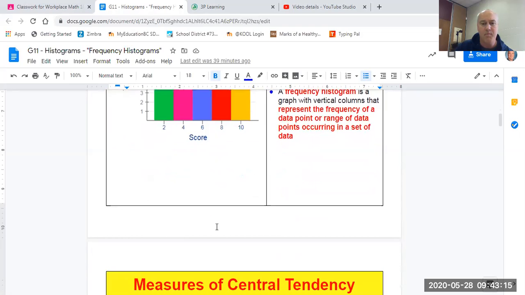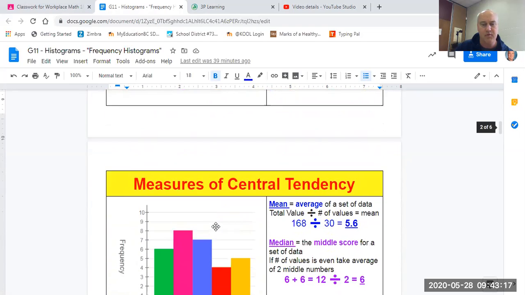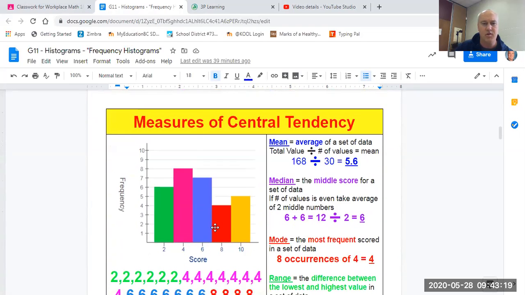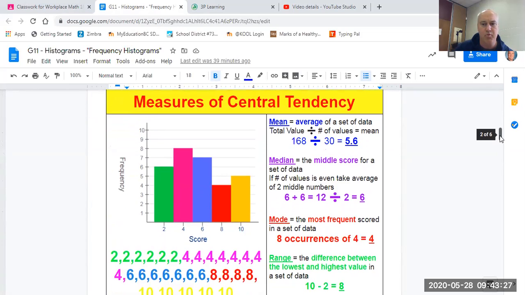We have been discussing histograms for two lessons, and I just wanted to introduce a concept as well: the measures of central tendency. You may have heard about this in your previous math classes. The key measures of central tendency are what we call mean, median, and mode. We'll also discuss something often linked with that, which is called range.